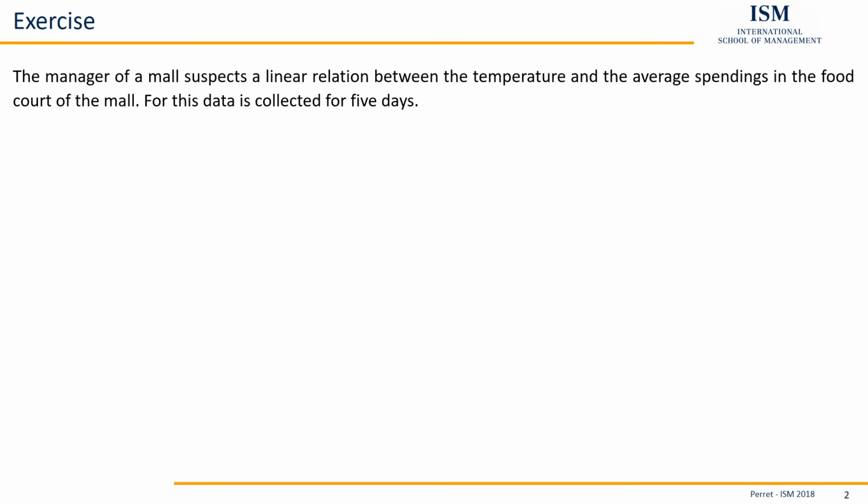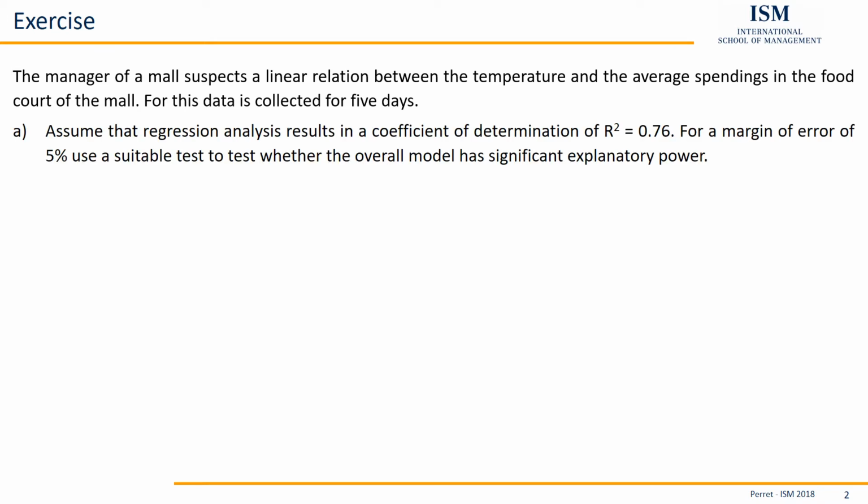The manager of a mall suspects a linear relation between the temperature and the average spendings in the food court of the mall. For this, data is collected for 5 days. Part A of our exercise. Assume that regression analysis results in a coefficient of determination of r squared equal to 0.76. For a margin of error of 5%, use a suitable test to test whether the overall model has significant explanatory power.